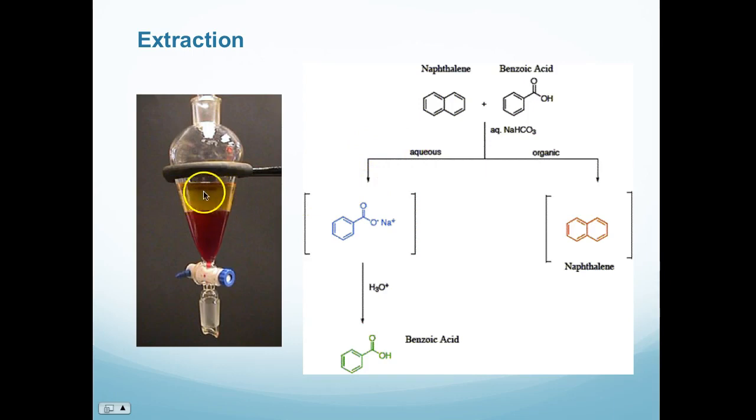They both started in the top phase, but once I added in the base to react with the acid, the carboxylate that I generated moved into the aqueous phase. And then you have a little stopcock that you can open up to separate the two phases. So it's a really nice tool that's commonly used in our organic laboratory.